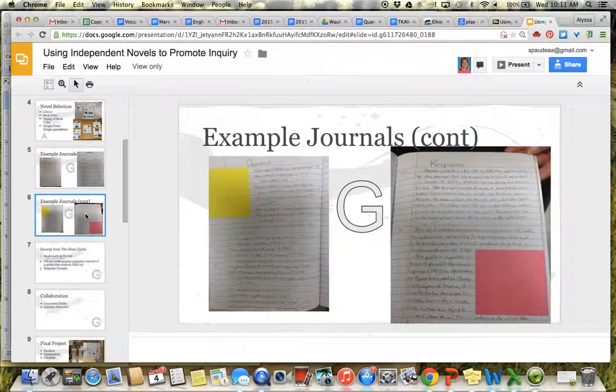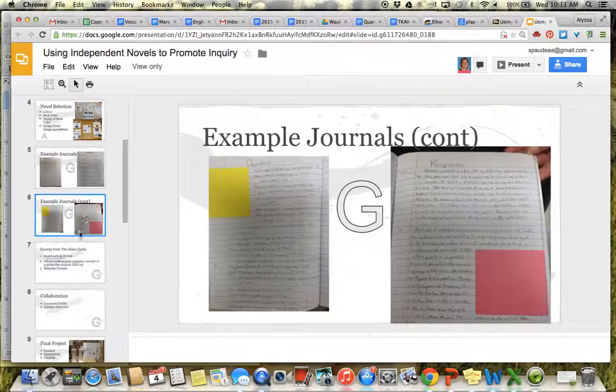The last two parts, one was a questioning, where as the students read, we asked them to just jot down as many questions as they could that came up as they were reading the nonfiction piece. And then the last part was the responses. So in class, students would be given a journal prompt and they would respond to that depending on the day.